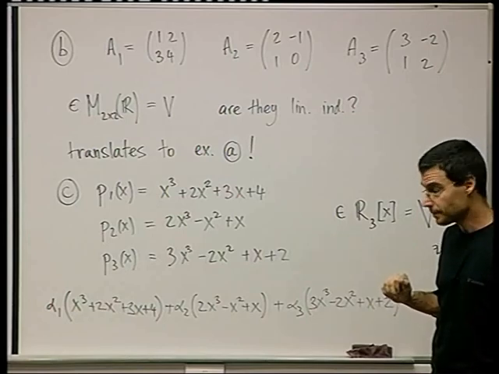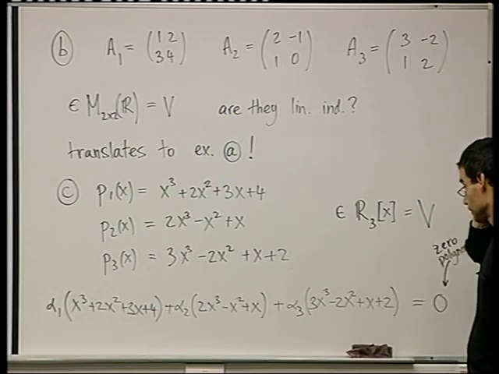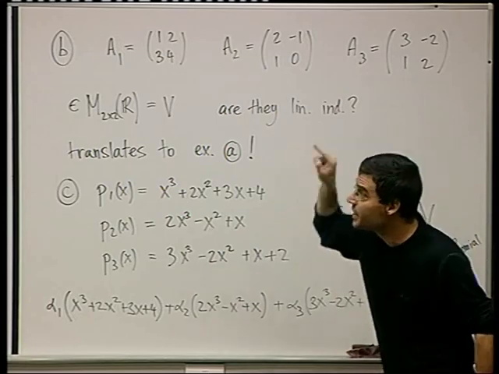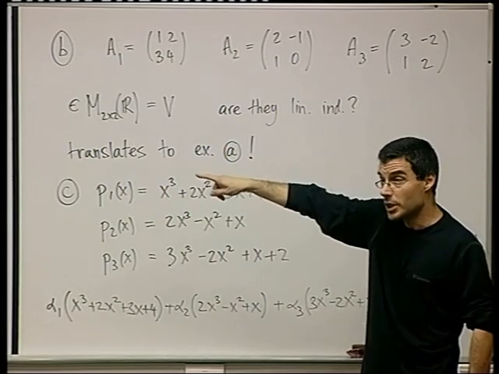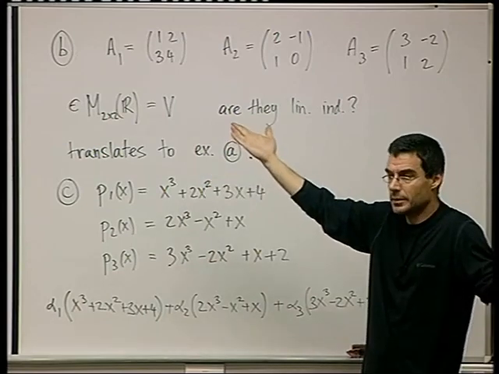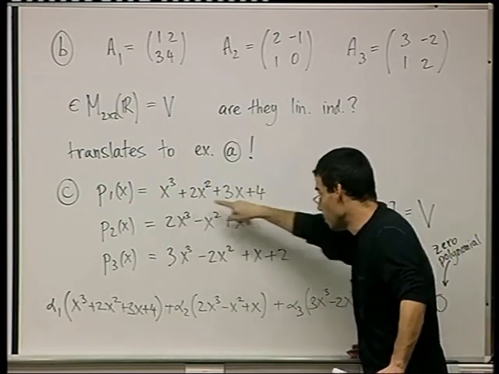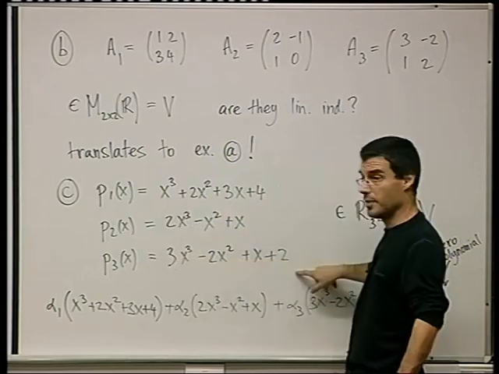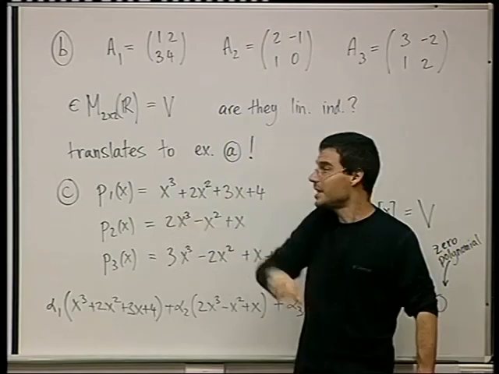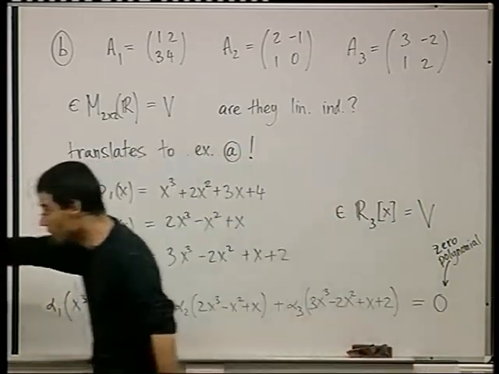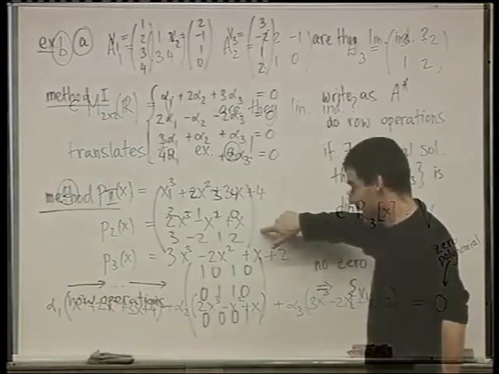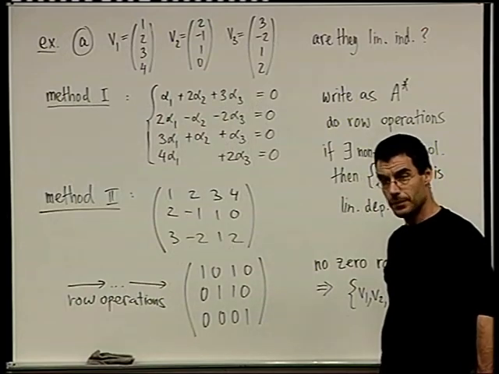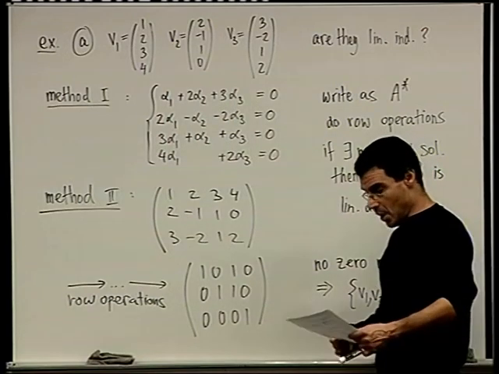Okay, good? So how to solve this? I would just put... Well, you wouldn't solve this. You would translate it to that system of equations in method 1 and solve that. Okay? Or you would write the coefficients of these polynomials as rows of a matrix, and you would get exactly that matrix in method 2 over here, this one, and do the row operations and check if there's a 0 row. Good?